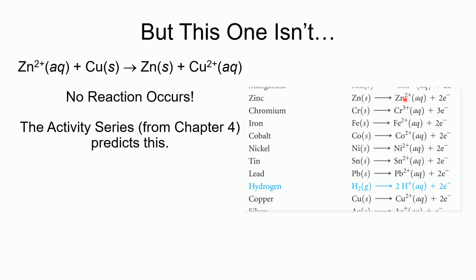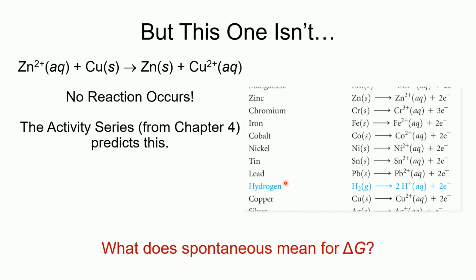Well, in this chapter, what we do is we graduate beyond this and move on to applying real numbers to this so that we don't have to look at a chart. So that is kind of cool. Now, I want you to think about what a spontaneous reaction means for delta G. And hopefully you remember this. I'll give you a second to think about it. Okay, well, hopefully you remember that spontaneous reactions have values of delta G that are negative. And so we'll find that the reverse reactions will have values of delta G that are positive.